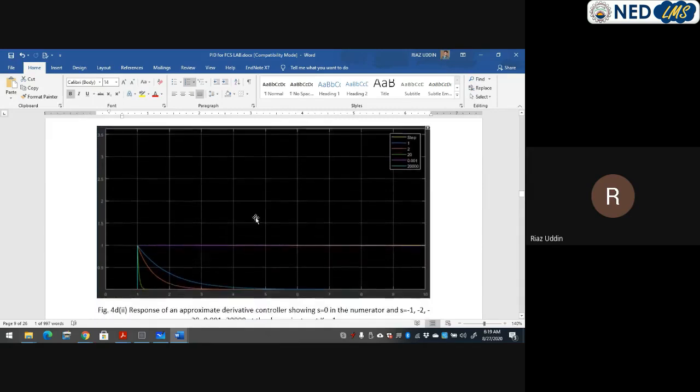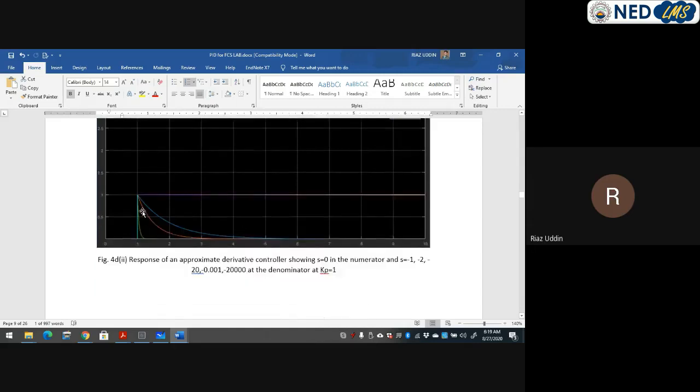So I plotted more and more responses. What I did is very interesting. You remember, whenever we have a very big number, s upon s plus 2000, then you see it goes up and goes down quickly, with the green 20, with the red 2, with the blue 1. And you see we have a very small value, 0.001, then it is almost not going to change the response. So that is how it works.